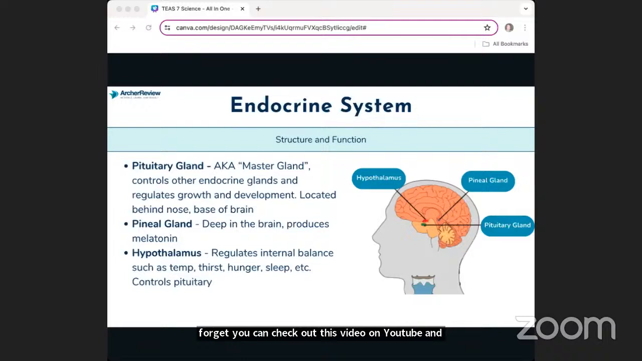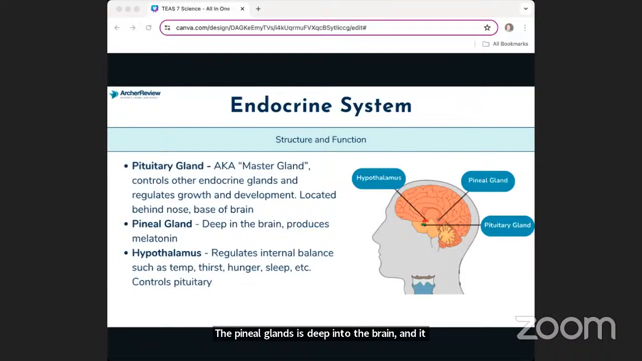All right, more structures in the endocrine system. The pituitary gland, also known as the master gland, because it controls other endocrine glands and it regulates growth and development. And you can find this gland located behind the nose, the base of the brain. The pineal gland is deep into the brain and it produces melatonin.